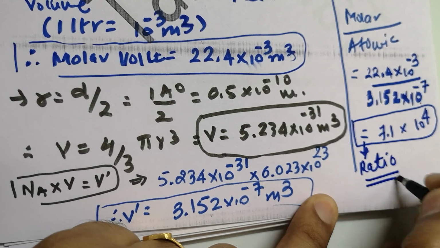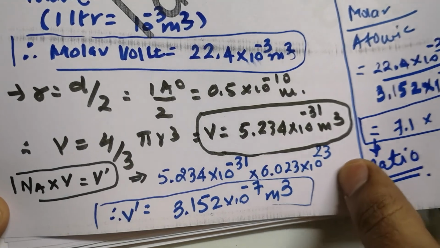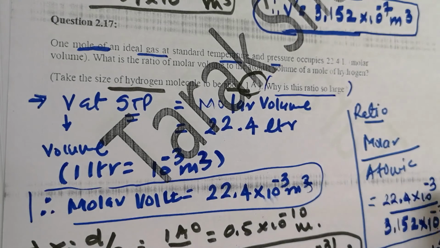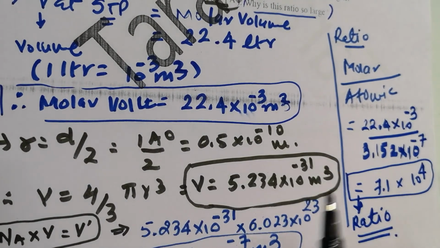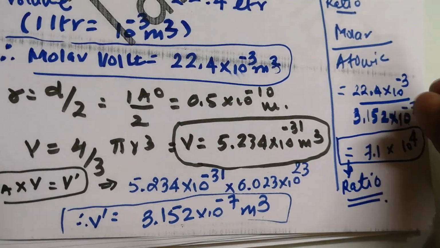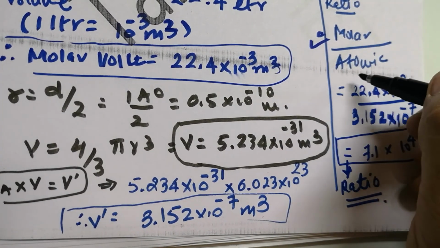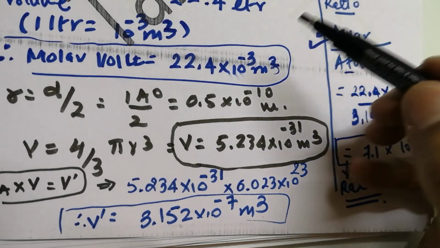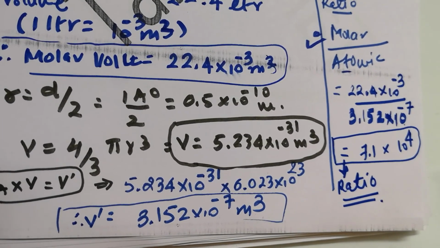This is what they have asked us to find. And one more thing they have asked: why is this ratio so large? Because 1 mole at STP is something different compared to our atomic volume. That is why both are different things. Whenever you learn about such data in chemistry, be careful. Molar is something different and atomic is something different. So the ratio you receive is somewhat larger than the actual values, with a power of 10 to the power 1 and higher.